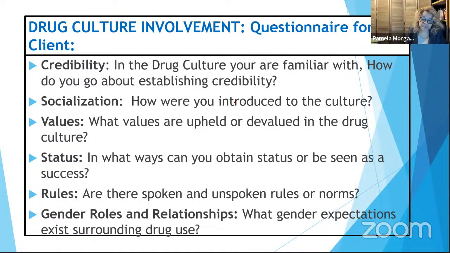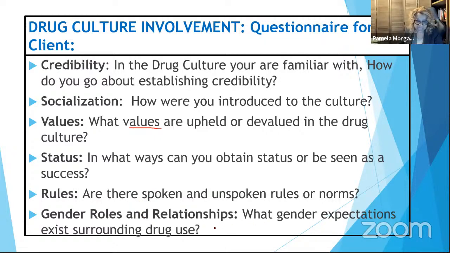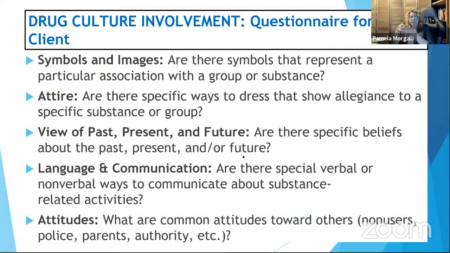Rules. Are there spoken and unspoken rules or norms? And that kind of takes us back to values. Rules, spoken and unspoken, and then gender roles and relationships. What gender expectations exist around the drug use or the drug culture? So these are just some things that will help us to get a perspective on the culture of the clients that we're working with. Symbols and images.